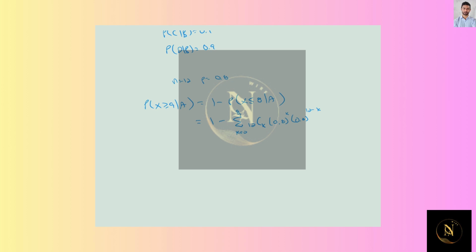Case 2, the computer does not have a virus, and that's the probability that Y is greater than or equal to 9 given B, which would be 1 minus the probability that Y is less than or equal to 8 given B, which would be 1 minus the sum from 0 to 8 of 12 choose k times 0.1 to the k times 0.9 to the 12 minus k.